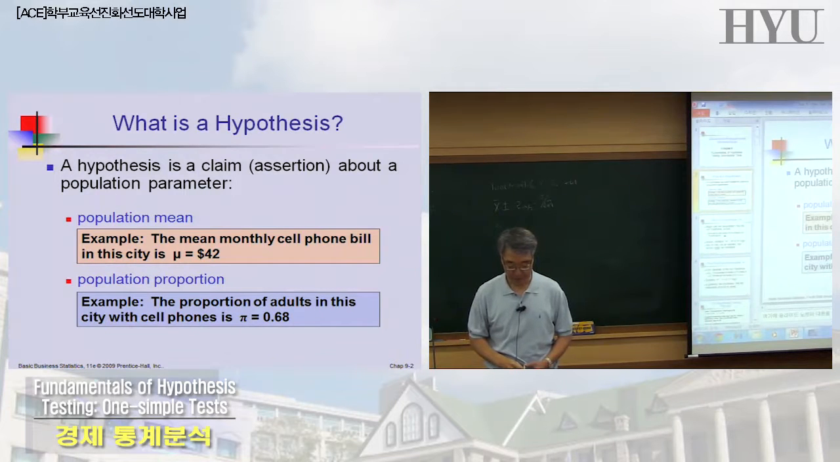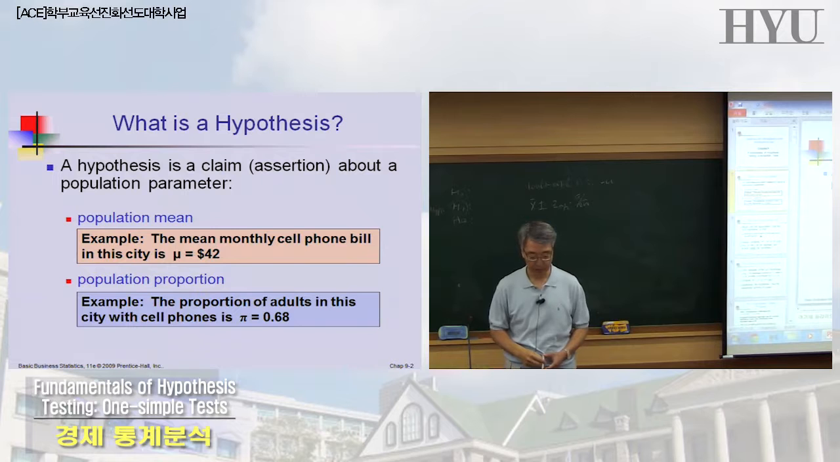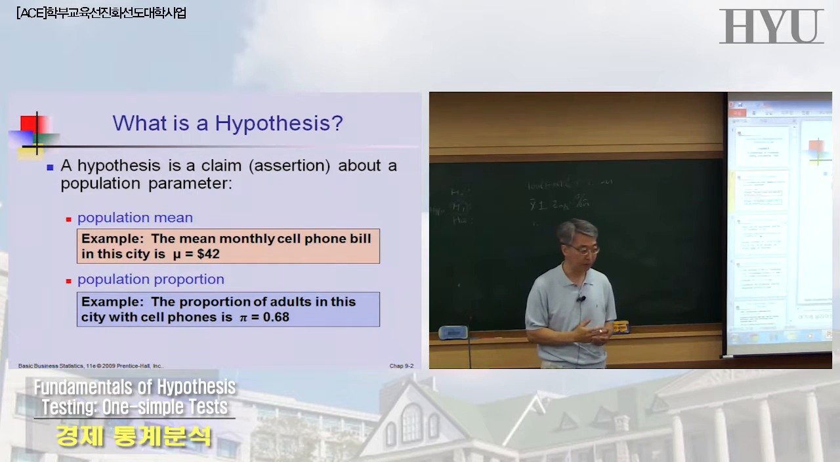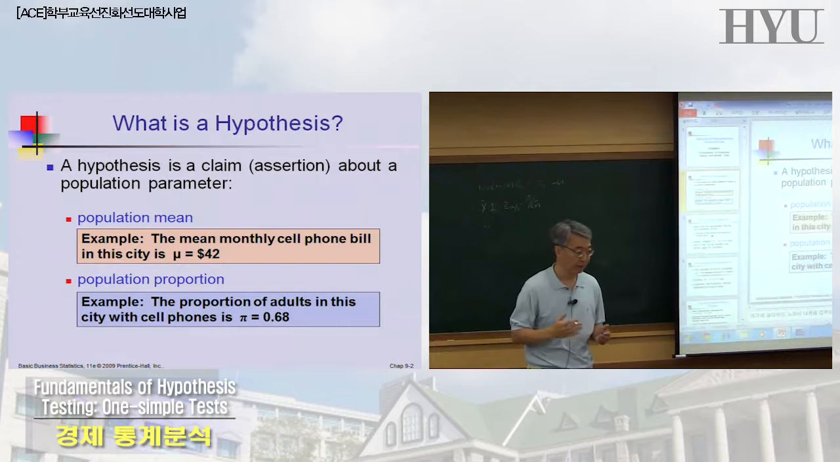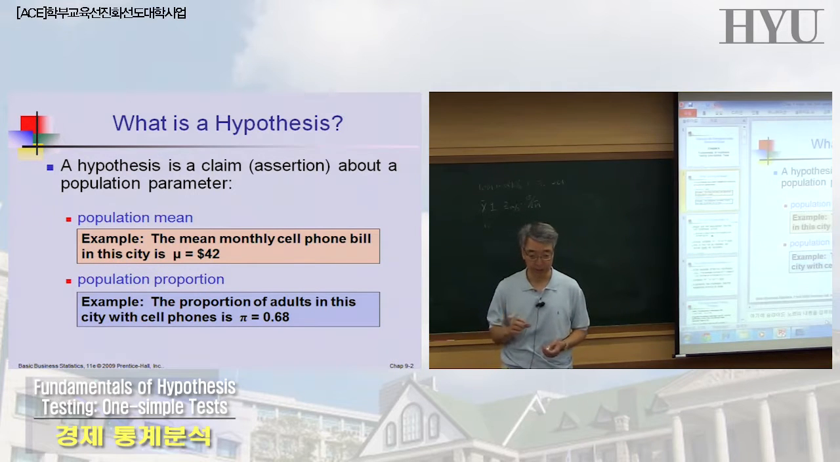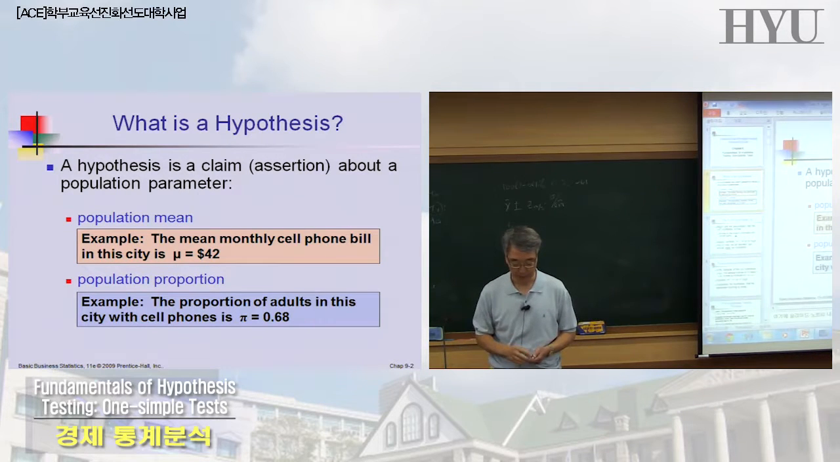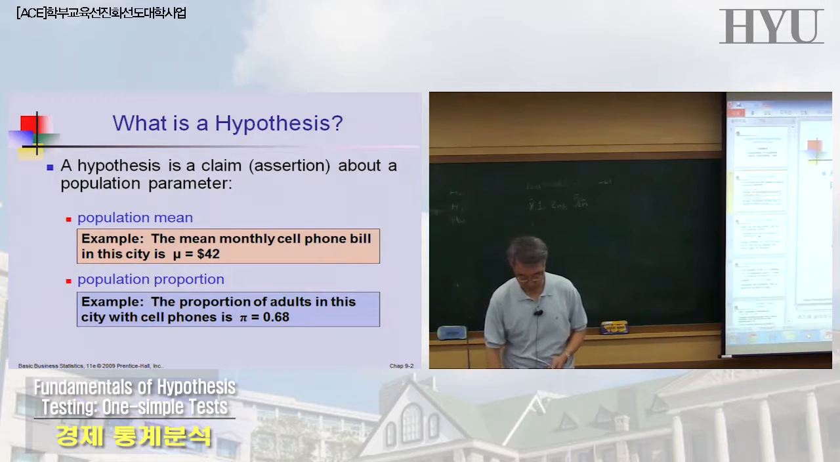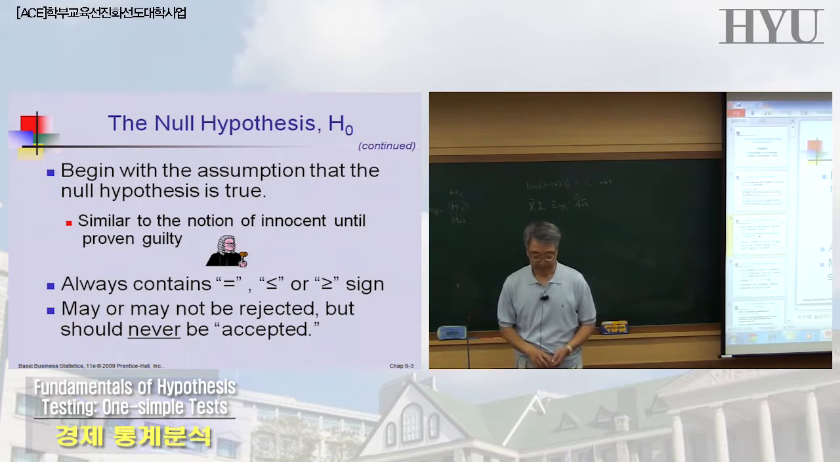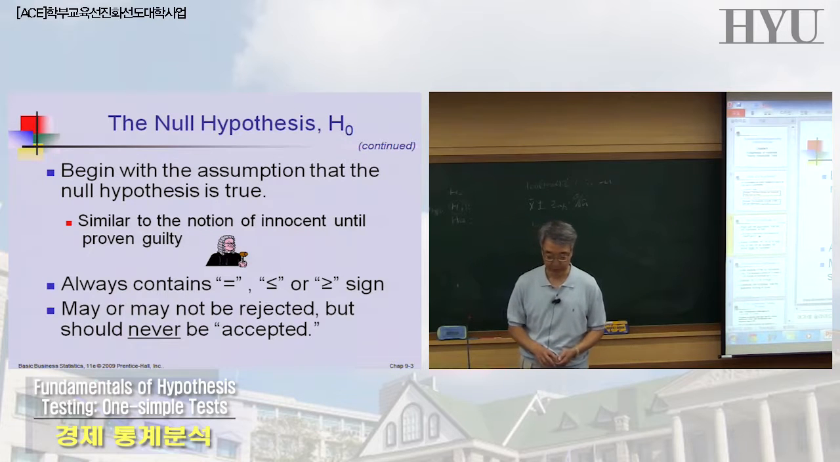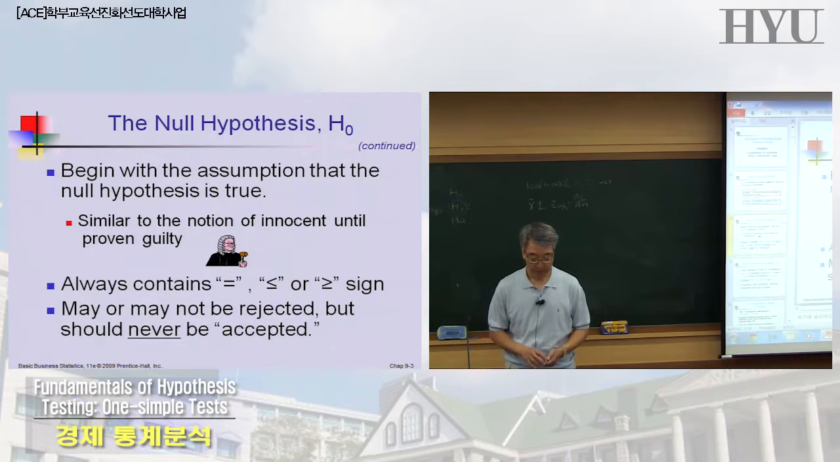It's just a claim or assertion about a population parameter. There is an unknown population parameter, and somebody claims that the population parameter has a certain value. That's what we call a null hypothesis or a hypothesis. These are just a couple of examples. Somebody claims the population mean is $42 or the population proportion is 0.68. Those are examples of hypotheses. The null hypothesis is always the beginning of the test, or hypothesis testing.